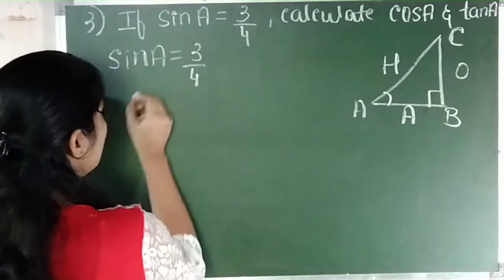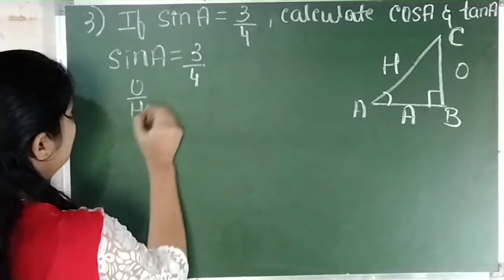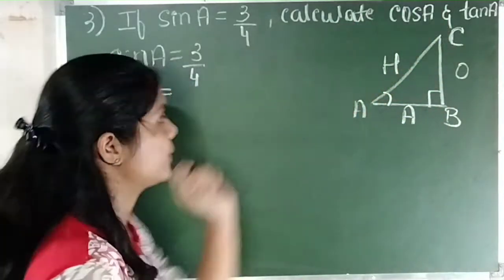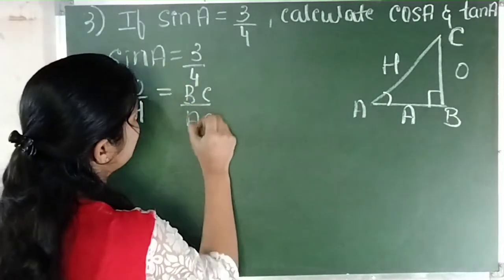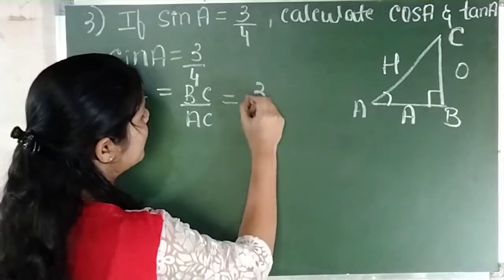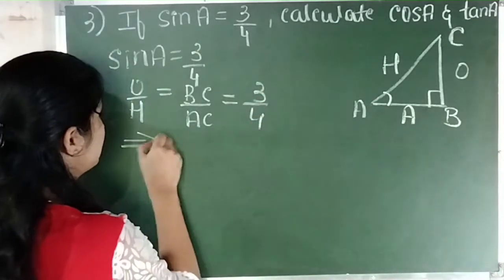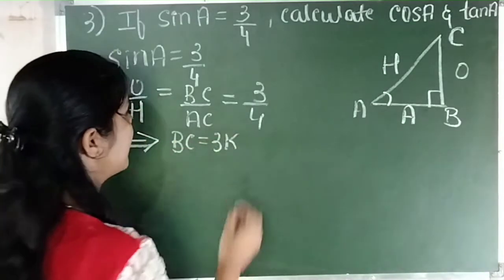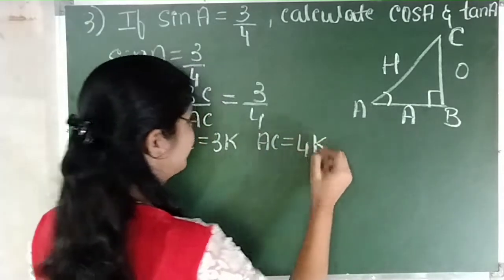We know the formula for sin A, that is opposite by hypotenuse, which is the opposite side, that is BC, divided by the hypotenuse, which is AC. This is equal to 3 by 4. This implies BC is equal to 3K and AC is equal to 4K.